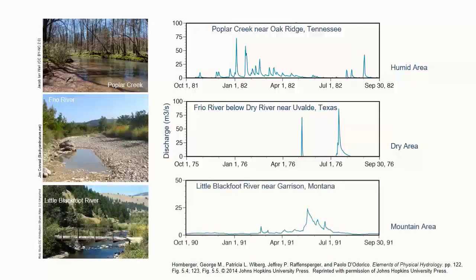A final example is the Little Blackfoot River in the mountainous area of Montana. In high elevation or high latitude drainage basins, precipitation will fall as snow during the winter months and be naturally stored until spring when temperatures rise and snow melts. Such basins are characterized by highly seasonal flows, with large and extended flood flows occurring in the late spring and early summer. These examples reflect the dominant seasonal patterns that commonly occur in the natural flow regimes of rivers.